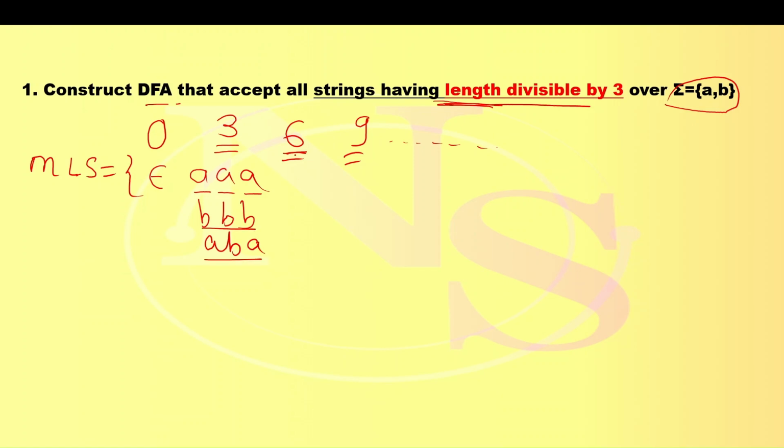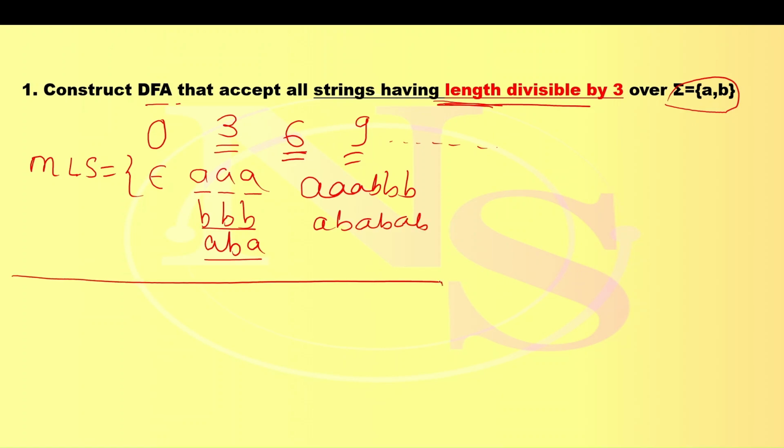Similarly, we can write down the strings whose length is 6, for example AAAAAA, BBBBBB, or any combination of A and B. No need to write all these strings. Once we understand the condition, we can design the DFA accordingly. So start designing the DFA for this question.